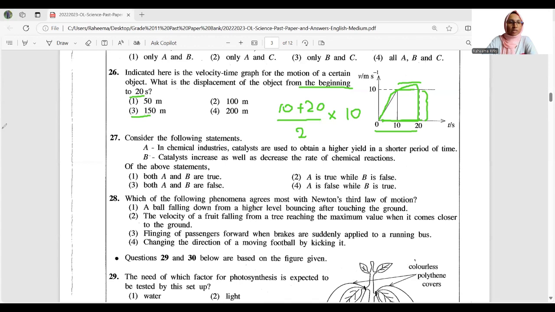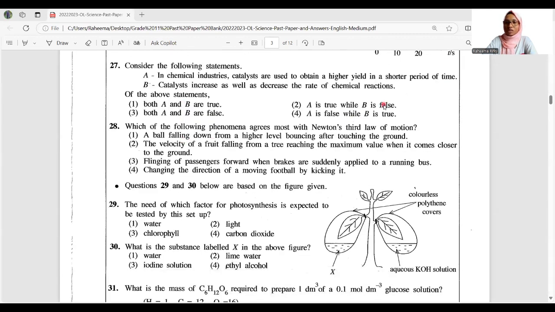Right. We are moving to the next question, question number 27. Consider the following statements. There are 2 statements, A and B. It's about a chemistry lesson, the lesson on rate of reaction. So this question has come from that lesson.